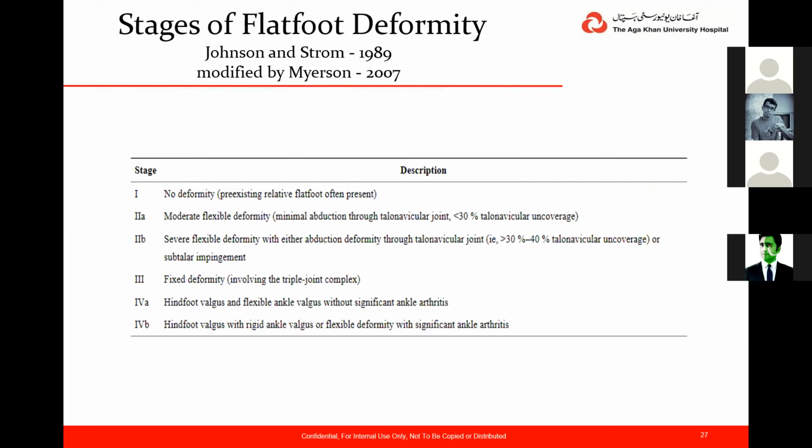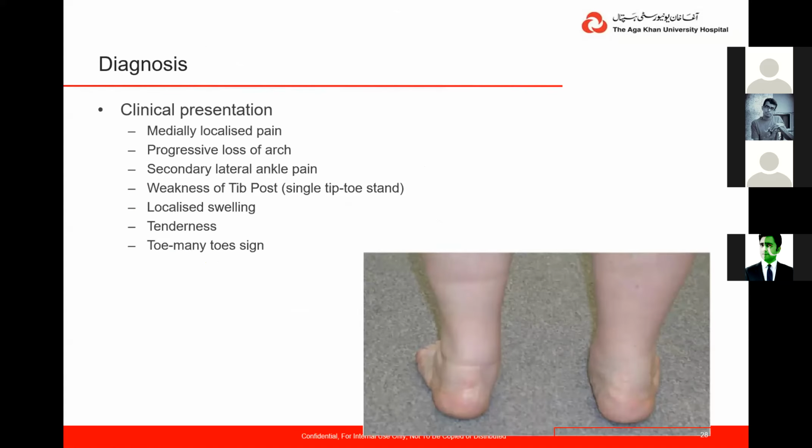So this is a very important concept. There are certain stages of flat foot deformity as described by Johnson, further modified by Dr. Myerson. Stage 1 is no deformity. Stage 2 is moderate flexible deformity, where the hindfoot is most commonly involved. 2B is severe flexible flat foot deformity, where the forefoot abduction is too much. Stage 3 is fixed deformity, particularly the triple joint complex. 4A is hindfoot valgus and flexible ankle. And stage 4B is when all the 4 joints are stiff and degenerative. So all our discussion will be based on these stages.